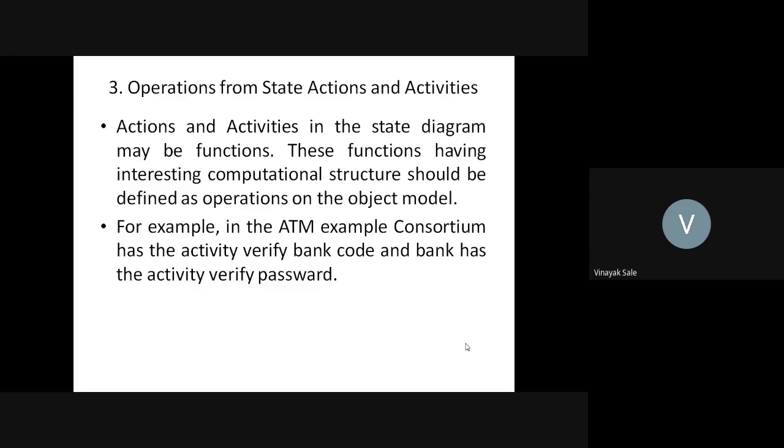Then the third part, operations from state actions and activities. Actions and activities in state diagrams may be functions. These functions having interesting computational structure should be defined as operations on the object model. For example, in the ATM, the consortium has the activity verify bank code and the bank has the activity verify the password.